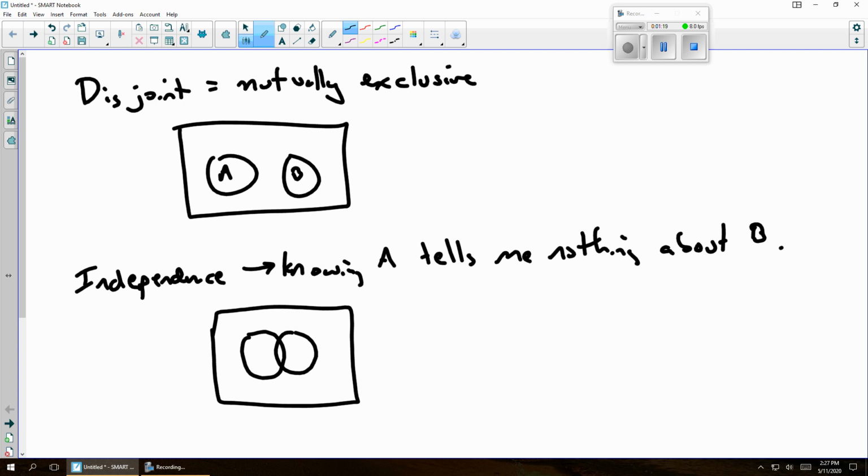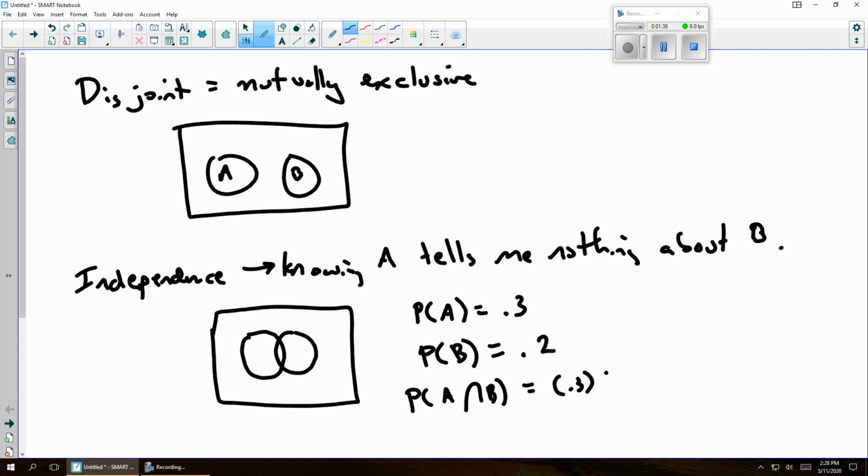So for example, if I have independent events, and let's say the probability of A is 0.3 and the probability of B is 0.2, and they're independent, then the probability of A and B is 0.3 times 0.2, which is 0.06. Now here's the way this would look. This 0.06 is this area right here, this blue part. That part right there in the middle is 0.06.